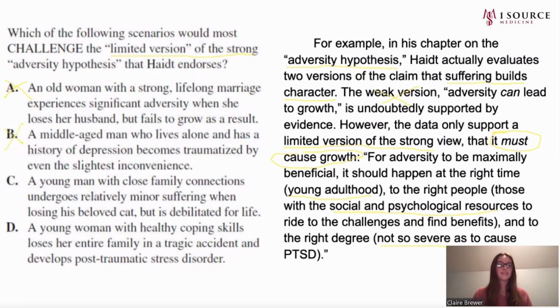And then looking at C and D, we have a young woman for both of them, or a young man and a young woman, so a young adult for both of them. So that looks good. The first one has close family connections, undergoes relatively minor suffering when losing his beloved cat, but is debilitated for life. So that one looks like a good option to me because it fits the three categories.